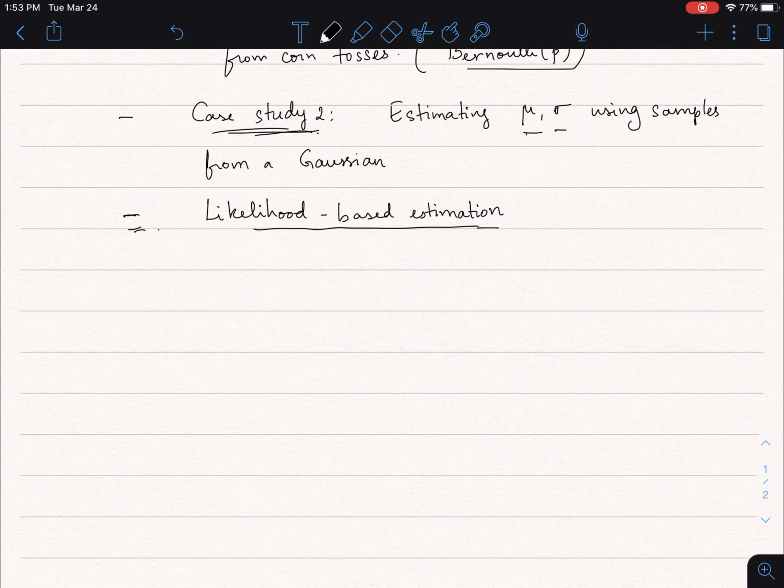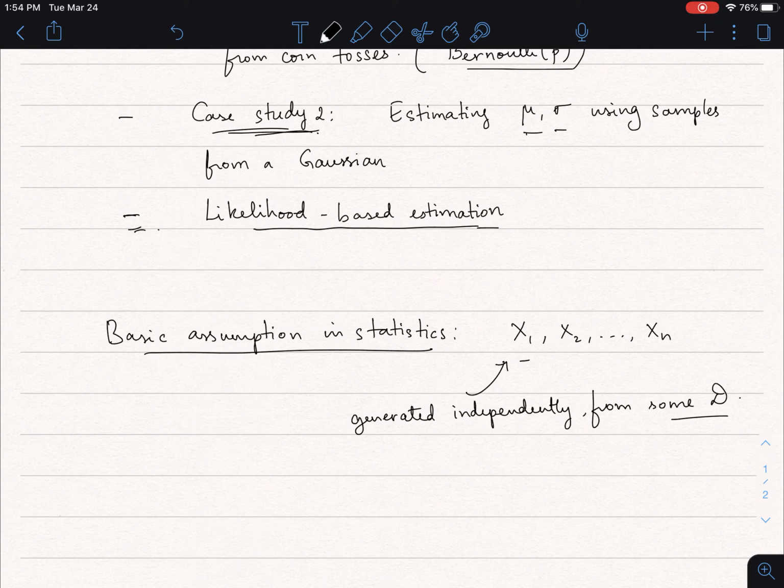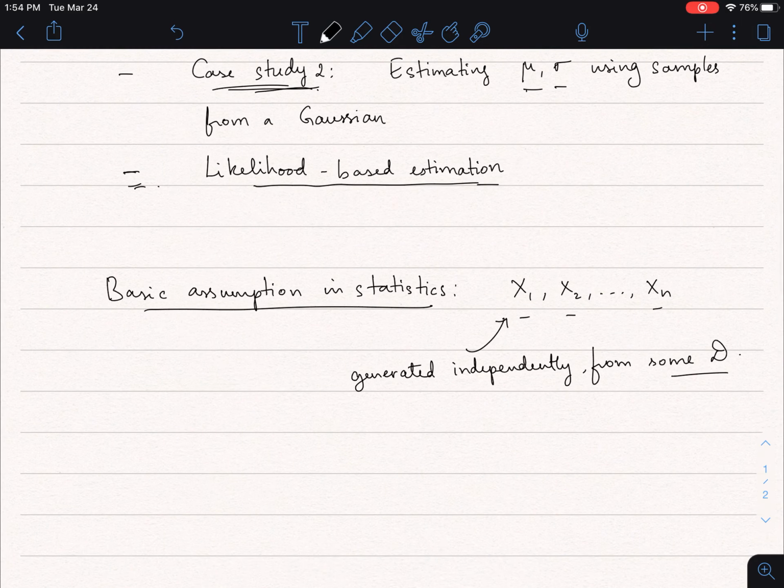So as I was saying, the basic assumption in statistics is that you have some data, let's call it x1, x2 up to xn, and the assumption is that these are generated independently from some distribution D. Okay, these are independent draws from some distribution D. You can also view them as independent random variables, and these are some realizations of these random variables that I have, like I spoke about last time.